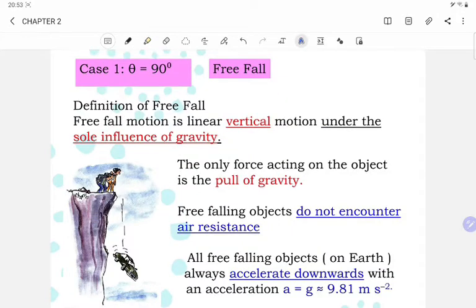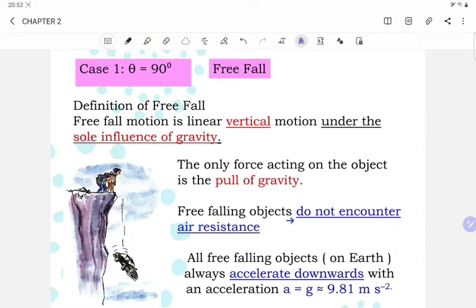So what is free fall? Free fall is a motion, linear vertical motion under the sole influence of gravity. Okay, jatuh bebas adalah satu pergerakan vertikal yang mana dipengaruhi oleh graviti. The only force acting on the object is the pull of gravity. Force yang mempengaruhi pergerakan tersebut hanyalah graviti. Tak ada pengaruh lain. Contohnya dia tak ada tarikan magnet dan sebagainya, tapi dia adalah disebabkan oleh graviti.